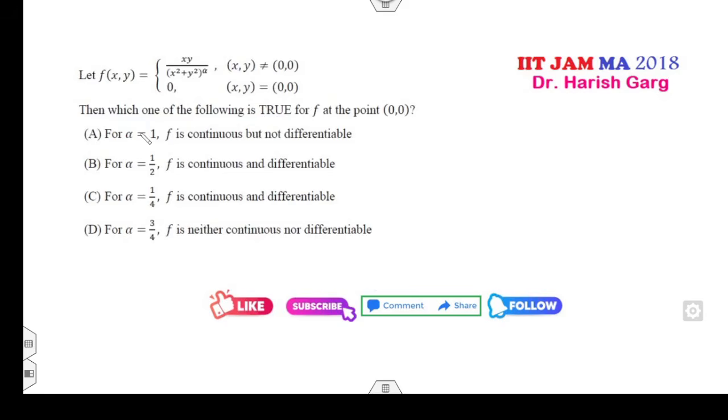Okay, look at this again. Again, that's very simple. When you take alpha as 1, your f(x) will be x square plus y square. Is it continuous? 1 over 2 plus 1 over 2. Is it greater than 1? No. So first answer is cancelled. Fine.